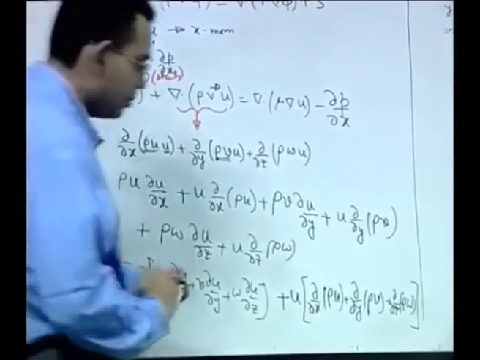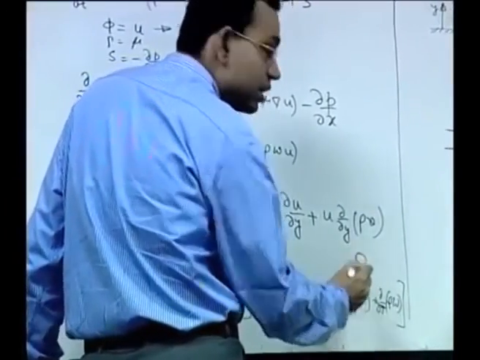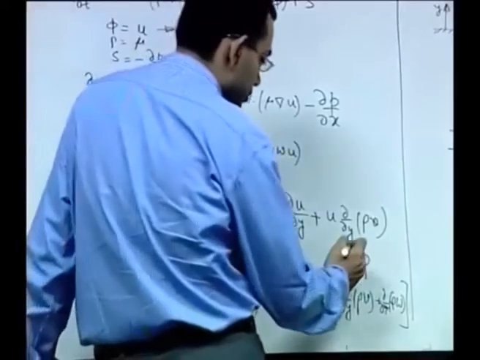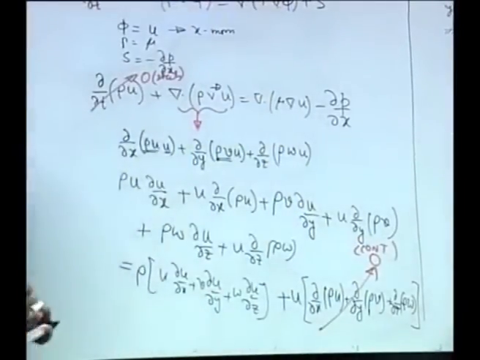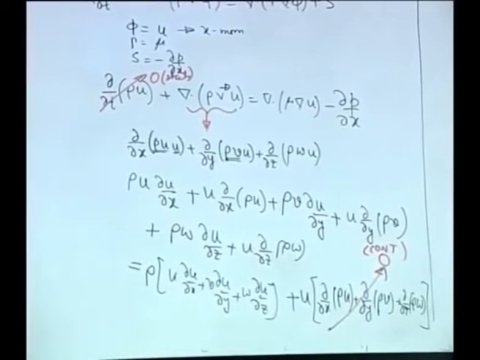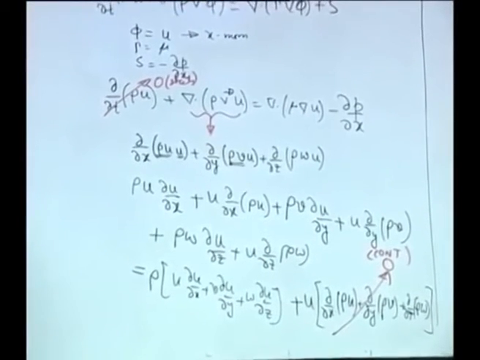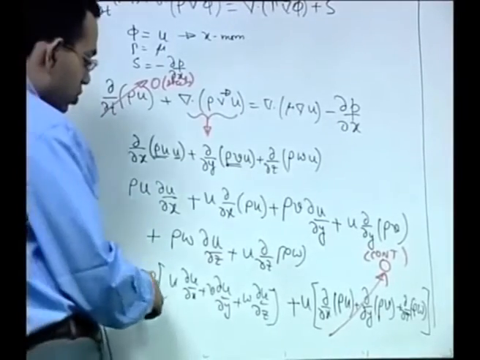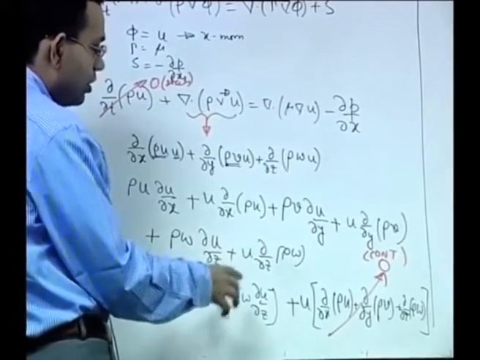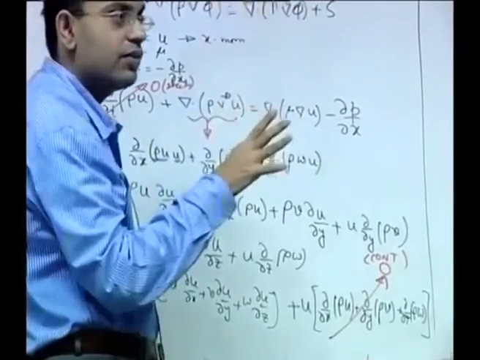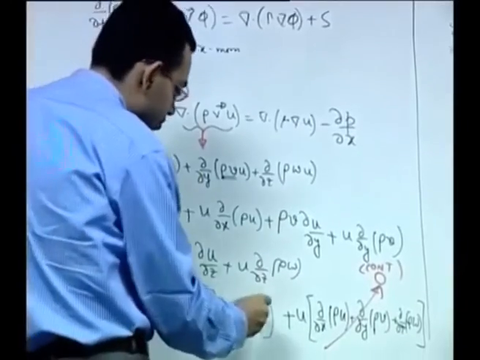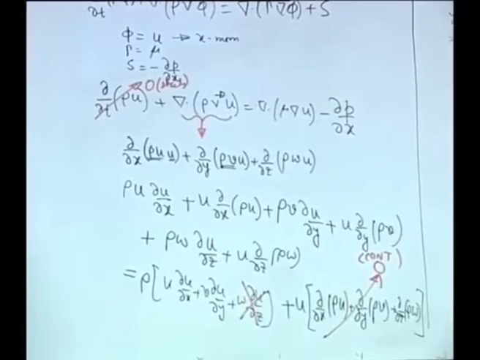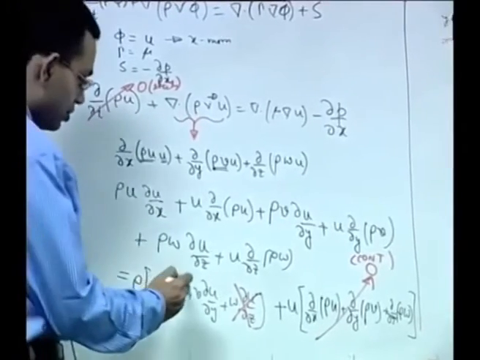and this term is 0 because that is the continuity equation. Whatever is there in this square bracket, that is 0. So, the left hand side is there rho into u del u del x plus v del u del y. It is a 2-dimensional flow first of all, it is a flow in a plane. So, the third component is not important. Then fully developed flow means del u del x equal to 0. So, this will be 0.